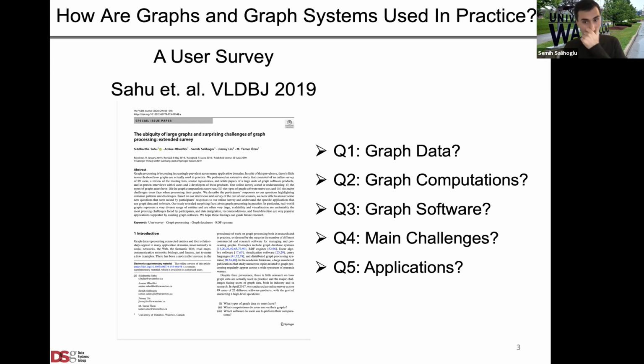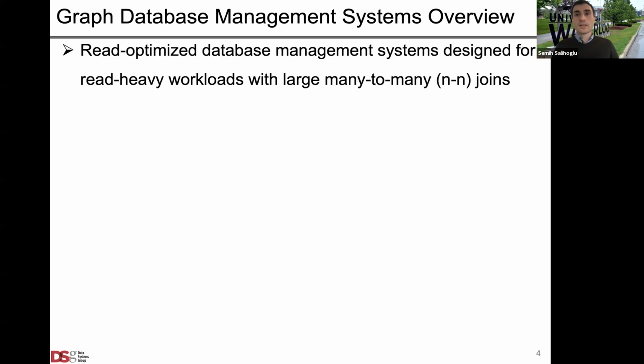So let me start with a one-slide overview of what graph database management systems are. In one sentence, they're read-optimized database management systems that are designed for read-heavy workloads with large many-to-many or end-to-end joins.